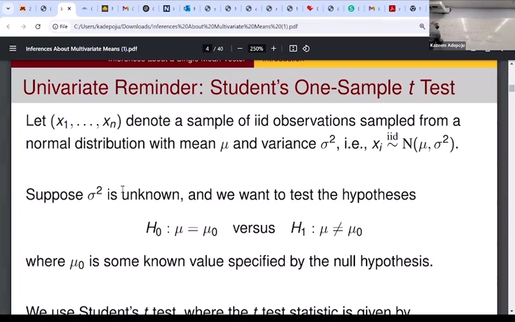When sigma squared is known, we use a z-test. When sigma squared is unknown, then we use a t-test. Here sigma squared is the population variance. If sigma squared is unknown and we want to test, we're testing under the null hypothesis that mu is equal to mu naught.